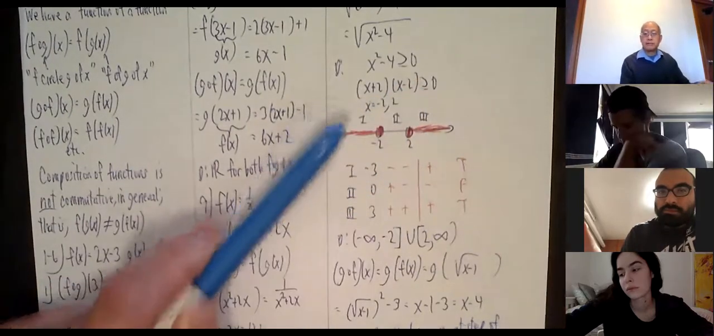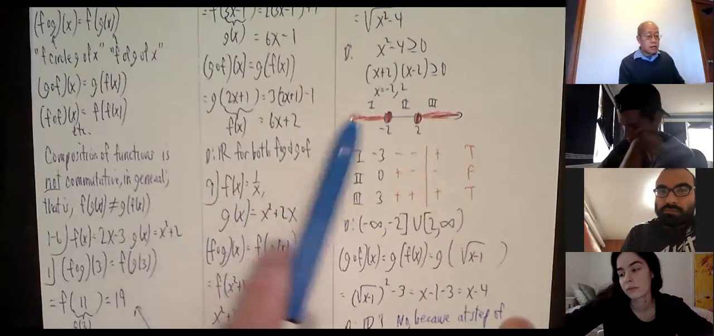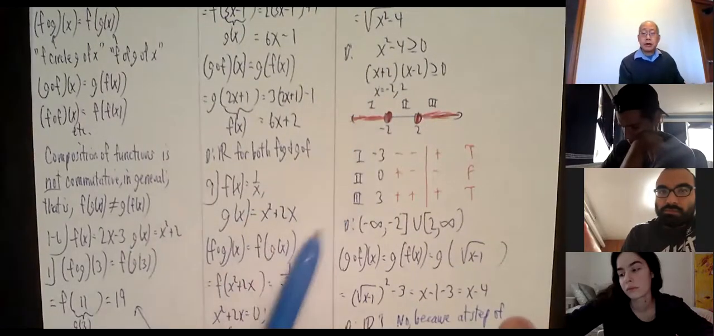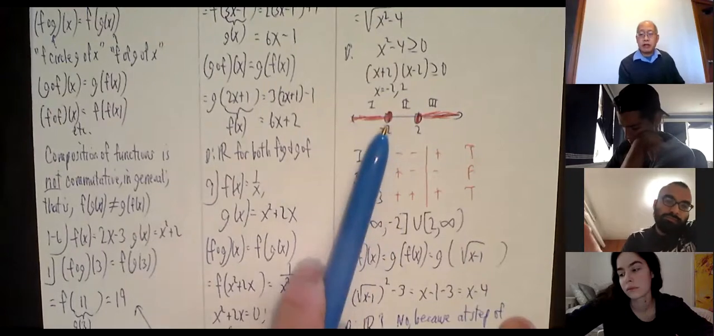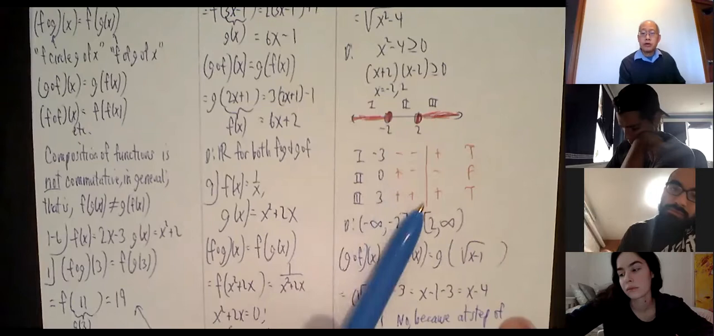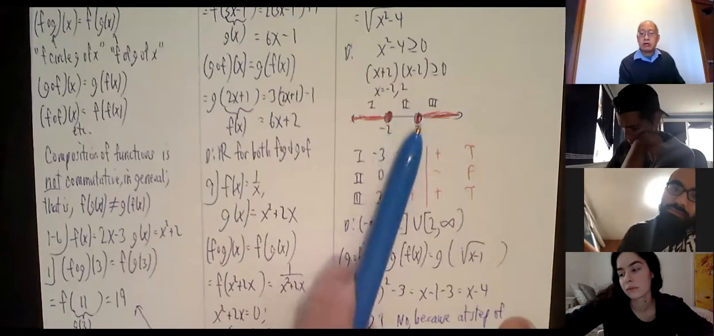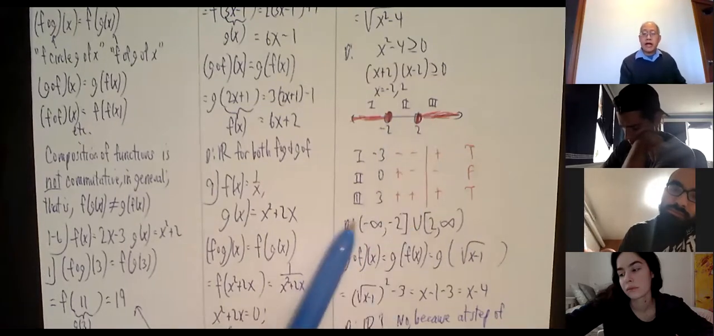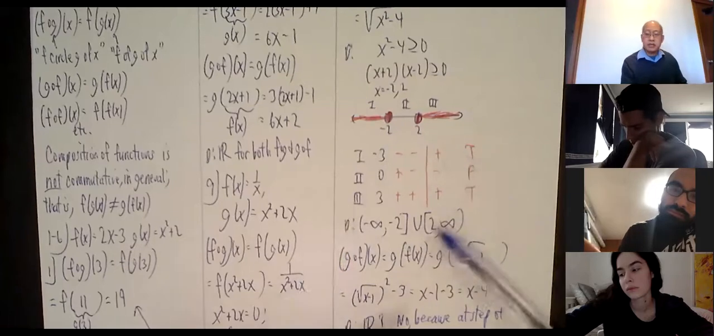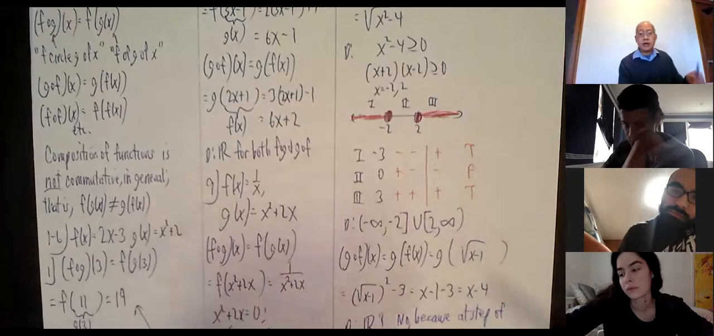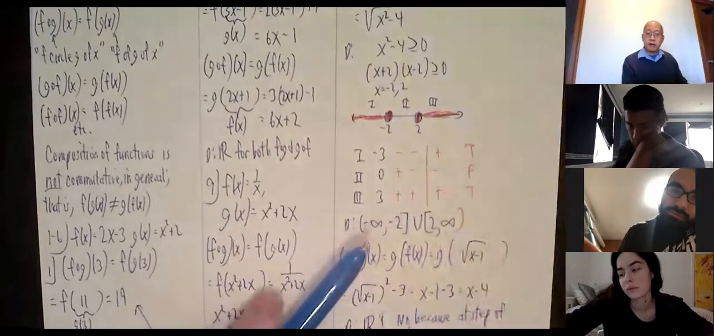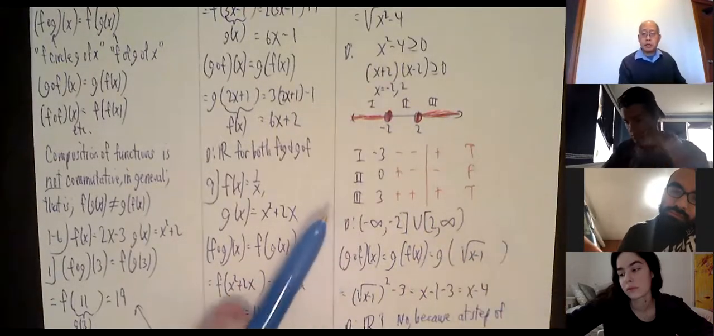Shade in region 3. So my domain is parenthesis, negative infinity, comma, negative 2, bracket. Bracket means you're including the negative 2. U for union, union bracket 2, comma, infinity. Remember, negative infinity is always on the left. Positive infinity is always on the right. Negative infinity means you're going forever to the left, and positive infinity means you're going forever to the right. And they always use parentheses.